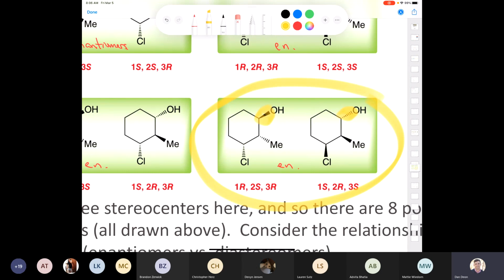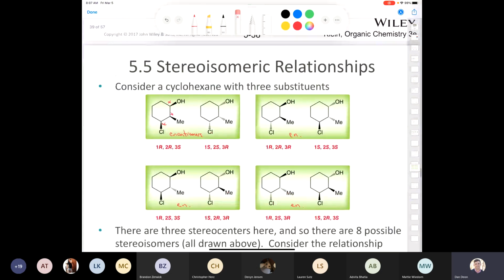The wedge has been turned to a dash. This dash and this dash have both been turned to wedges. Even if you didn't have a drawing of the compound and you just had the name of the compound, you'd see that all of these stereocenters have been converted from R or S, respectively, into S or R. So again, that's the relationship between enantiomers. They're non-superimposable mirror images. We switch dashes to wedges, and we switch R's to S's, right?